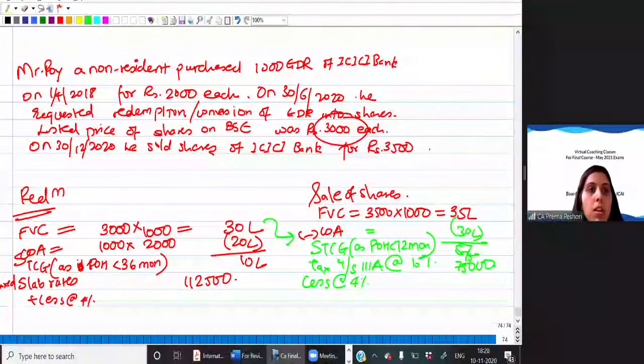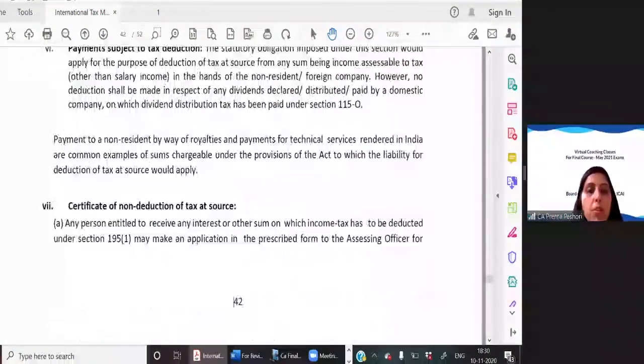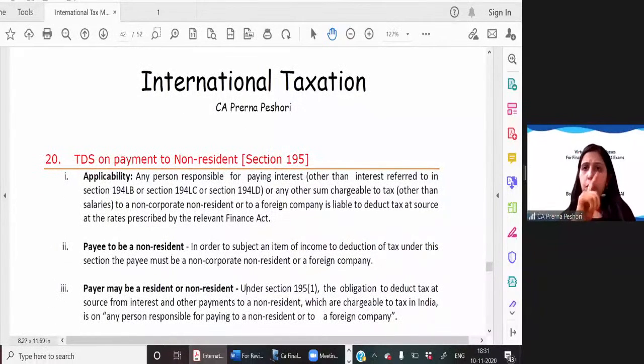If you have no doubts, the last part I'm just covering up, which is section 195 now. Now, what is section 195? So TDS while making payment to a non-resident, right? For resident, you have the section 194J, 194C, but for non-resident, whenever payments are made to non-resident, the tax is required to be deducted under section 195. So this section applies in case of any person responsible for paying interest other than interest under section 194LB, LC or LD, or any other sum chargeable to tax other than salaries, because salaries is covered under 192, it is not covered under 195, right?